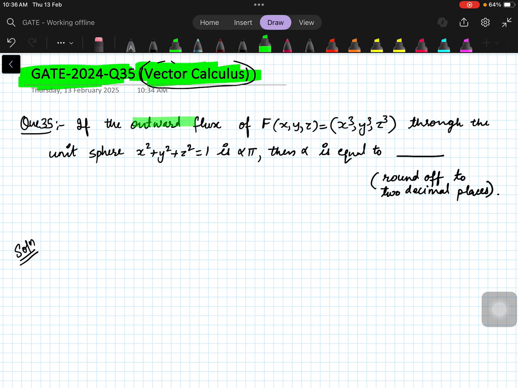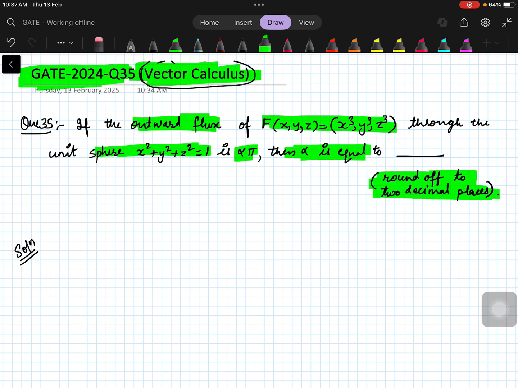So if the outward flux of this function through the unit sphere is alpha pi, then what is the value of alpha? You have to round off to two decimal places. Your answer alpha should be rounded off to two decimal places. Now, one thing you should be knowing, what is outward flux.